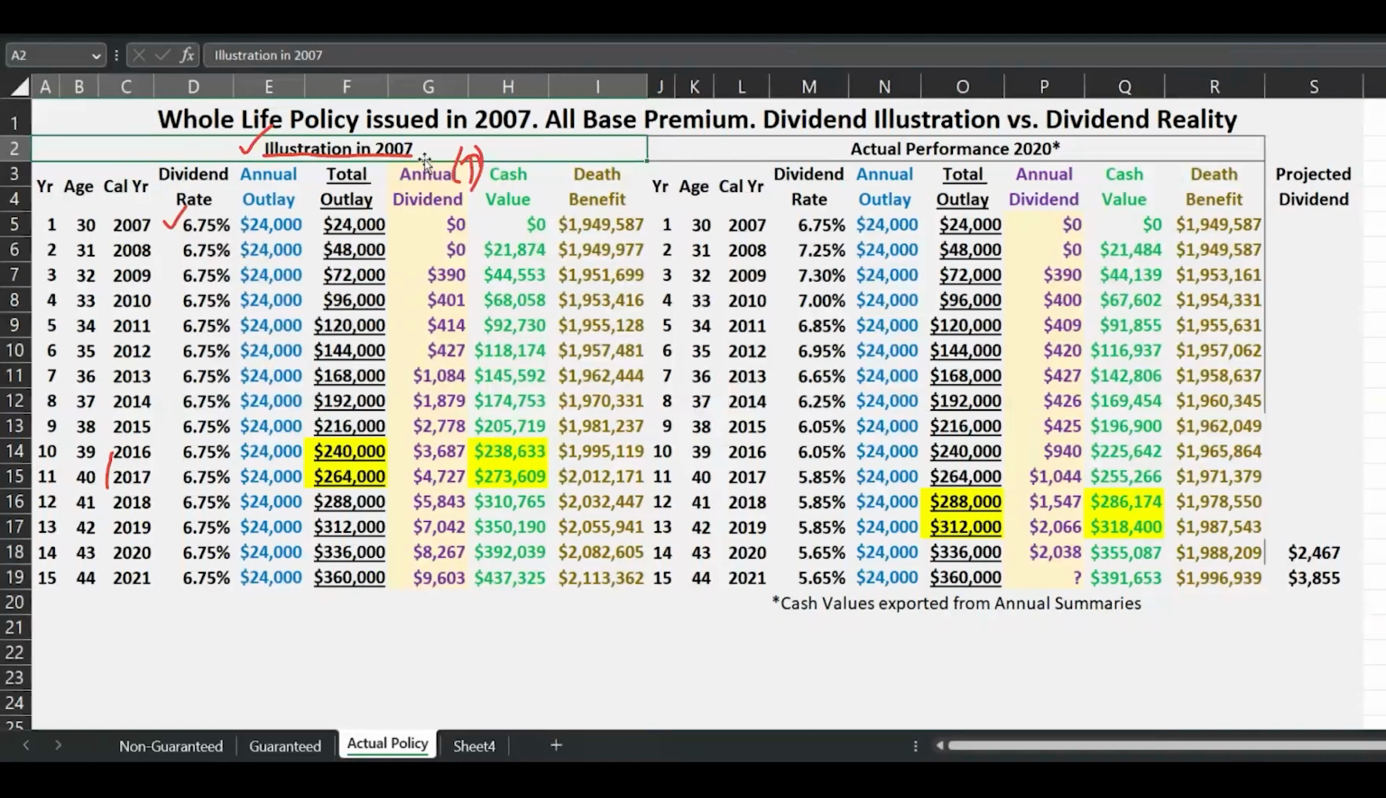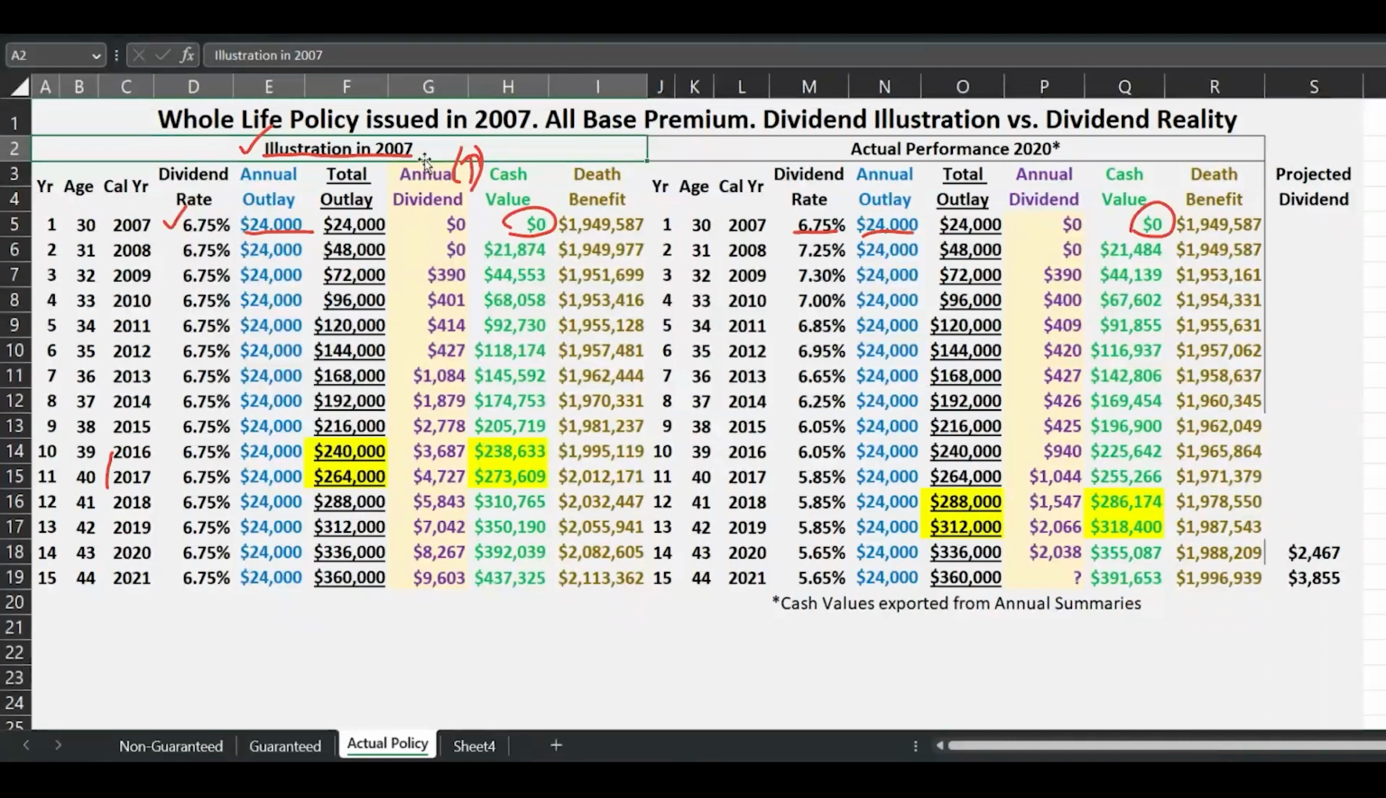So here's what's interesting about this. First year, base premium dollars doesn't show up in cash value. Very similar to the product we just looked at. What actually happened? Nothing showed up in cash value. Okay. How about year two?